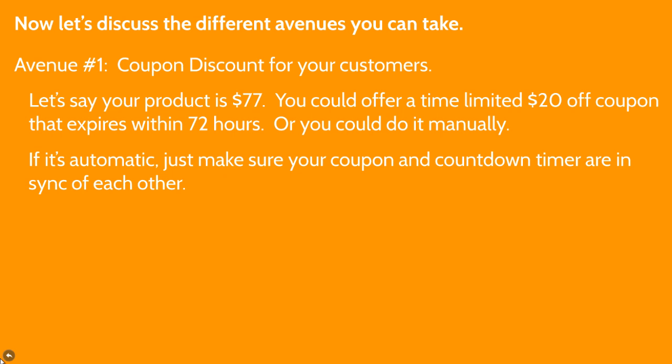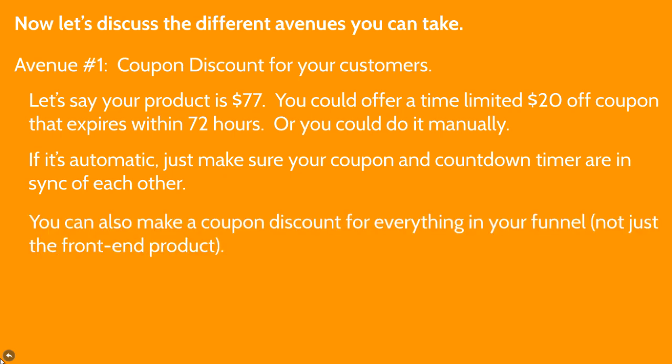So just make sure that if you use a coupon, you sync the coupon with the countdown timer. Meaning if you end the countdown timer at such and such date and time, you also terminate the coupon, which you can do automatically within JVZoo. And the nice thing about JVZoo is there are other options, and you can also make a coupon discount for everything in your funnel. So you could do $20 off every single thing inside of your funnel and not just the front end offer itself. And I'll show you how to implement all that later down the road.